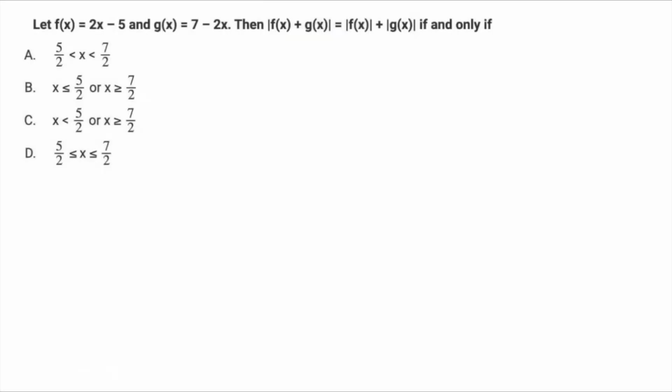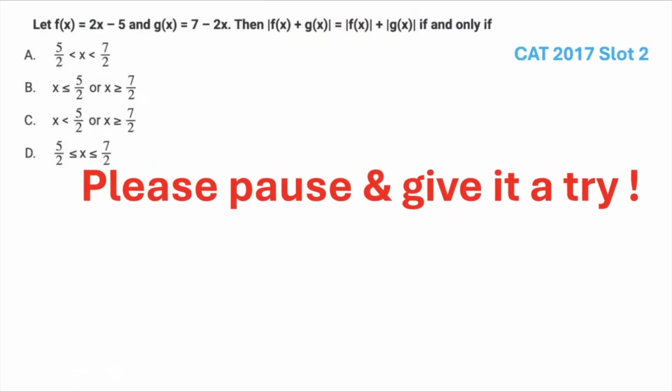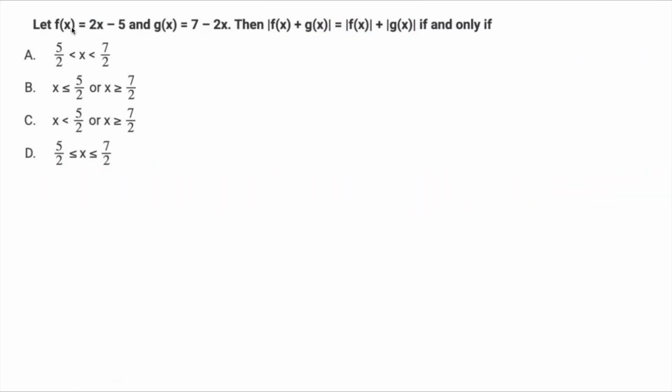All right, let's go on to the next question from CAT 2017, the second slot. You can pause the video and give it a try and resume for the solution. All right, let f of x be equal to 2x minus 5 and g of x be equal to 7 minus 2x. Then mod of fx plus gx will be mod of fx plus mod of gx if and only if.